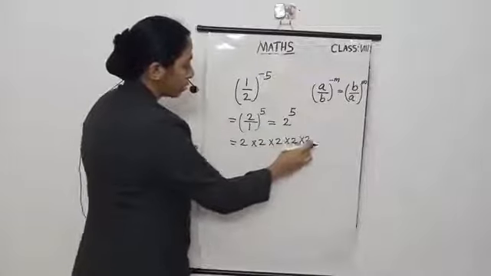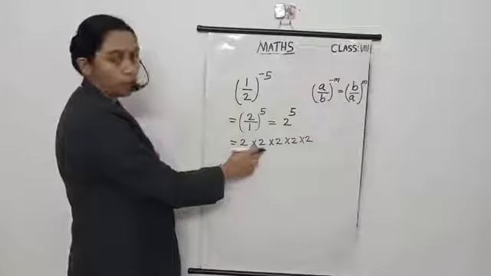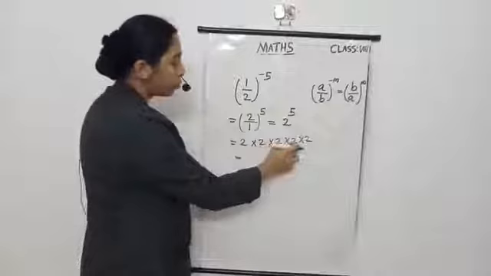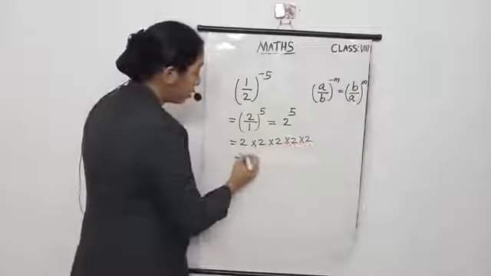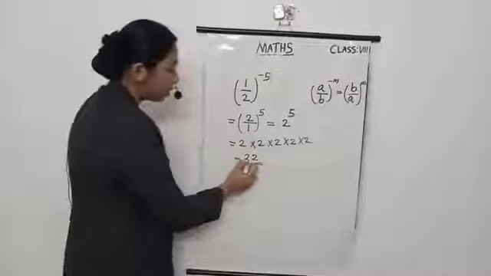2 into 2, 4. 4 2s are 8. 8 2s are 16. 16 into 2, 32. So the final answer is 32.